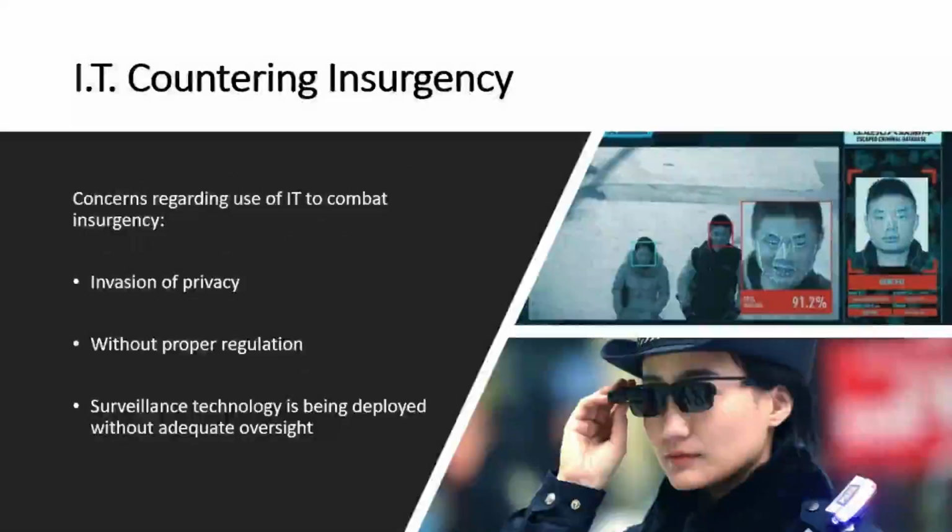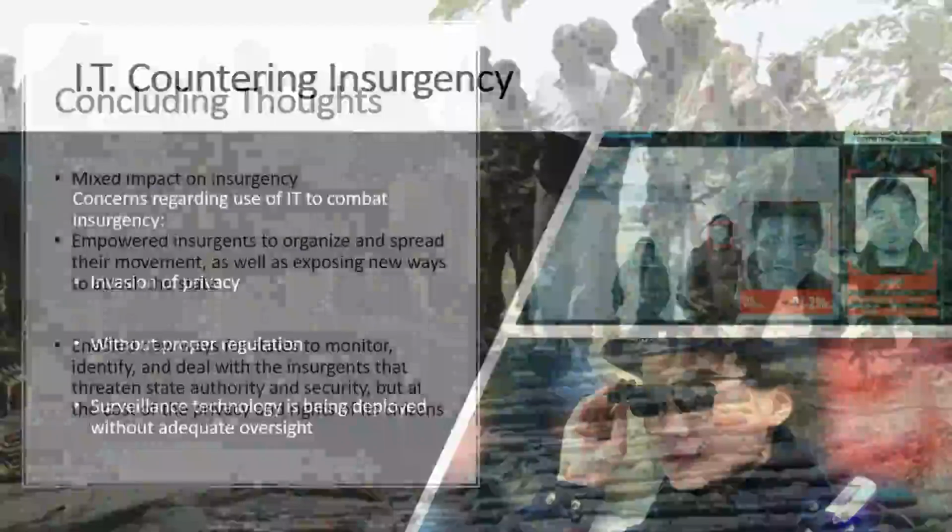However, while governments are able to use IT to combat insurgencies, many are also concerned that the same technology will become an invasion of privacy and human rights. Without proper regulations, governments can analyze and record our personal lives at will without any repercussion. This can lead to abuse of power by corrupt government officials who may use surveillance technology for purposes other than national security, or use as tools of suppression by oppressive regimes.